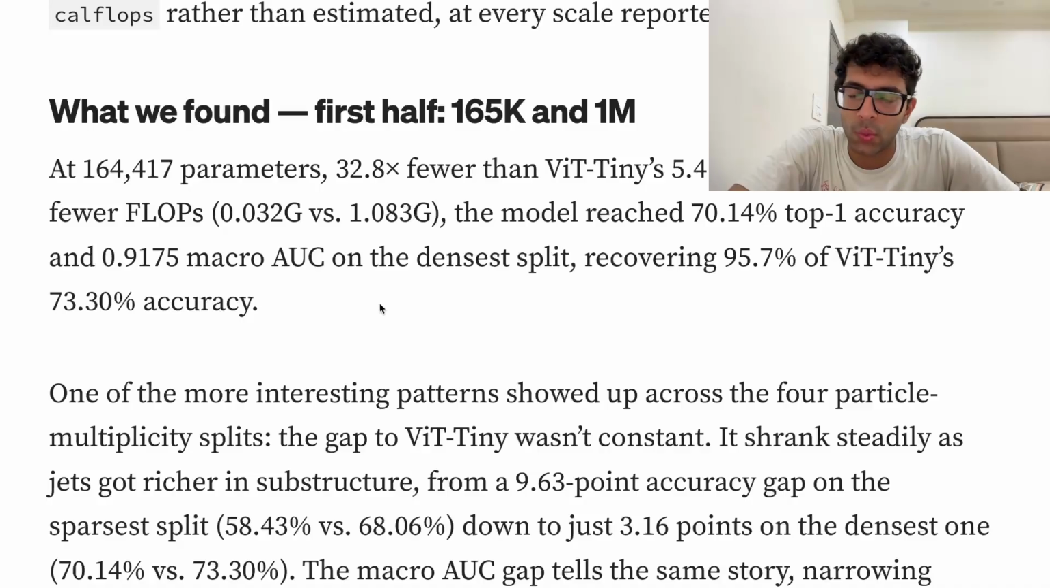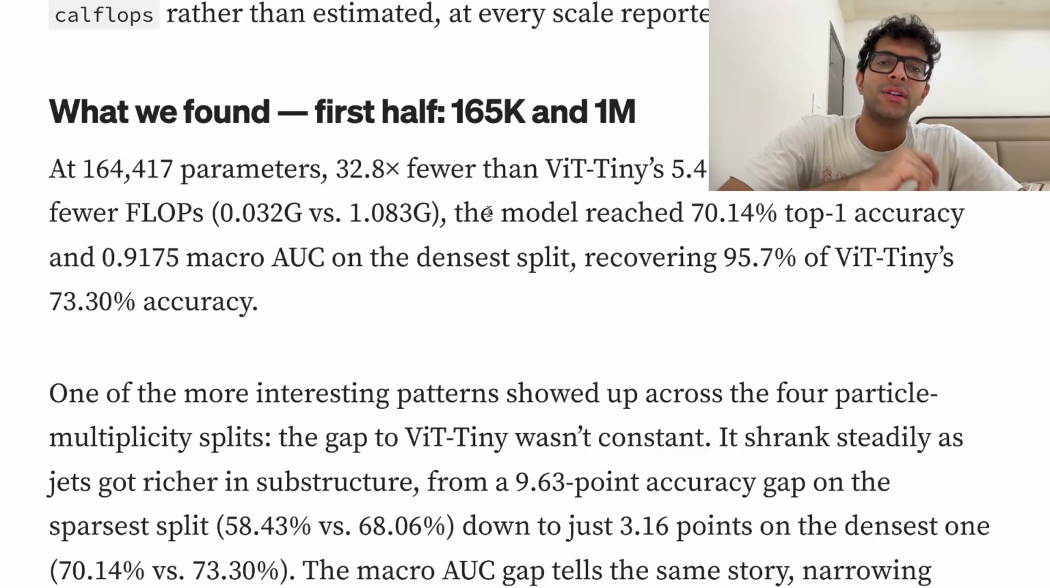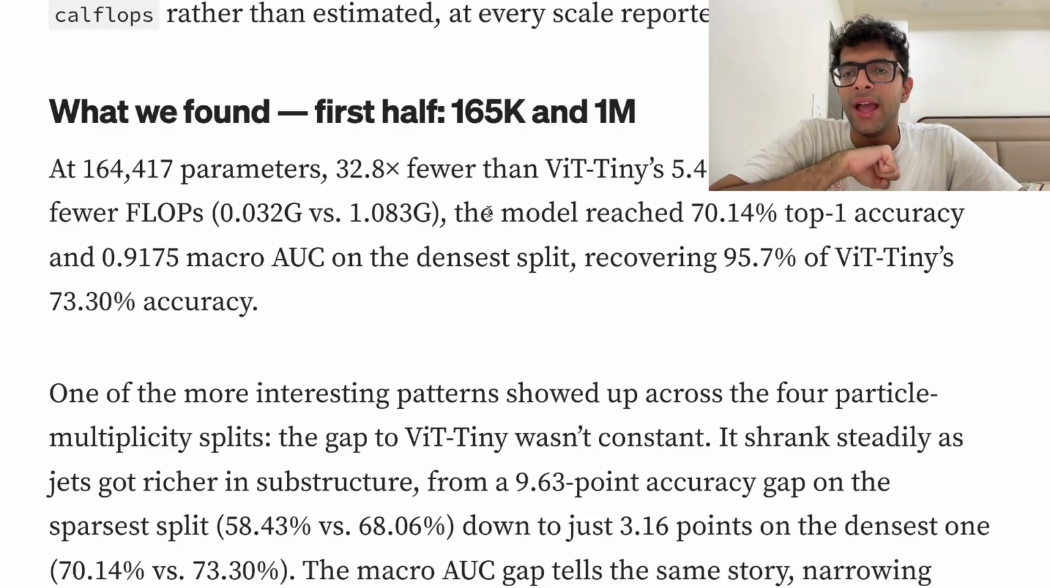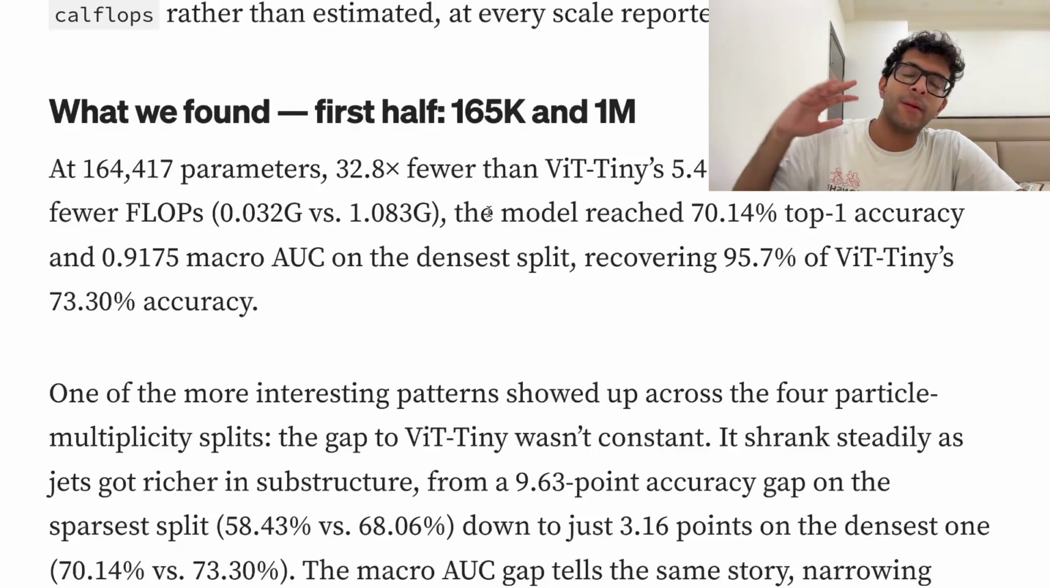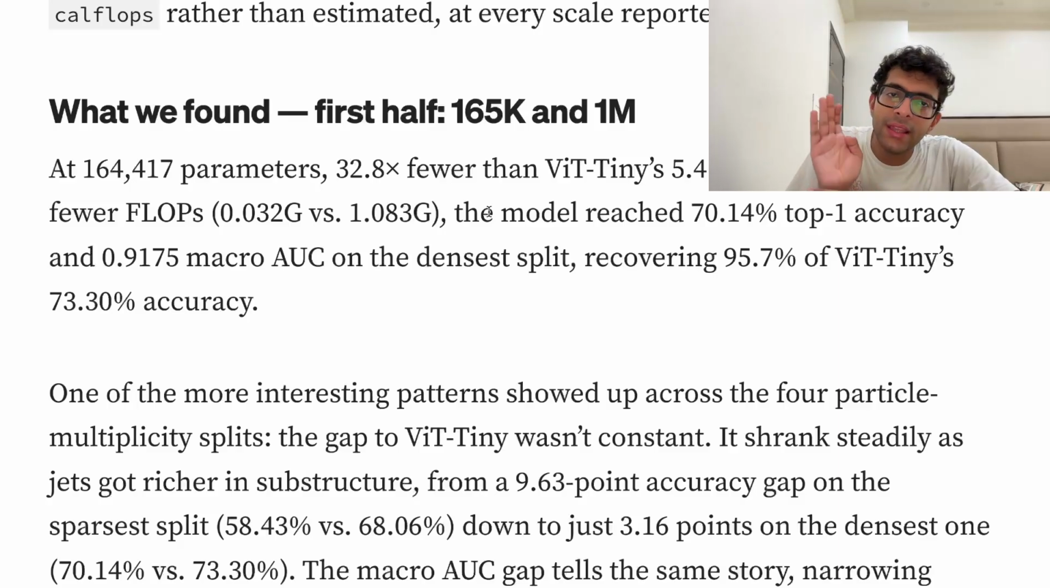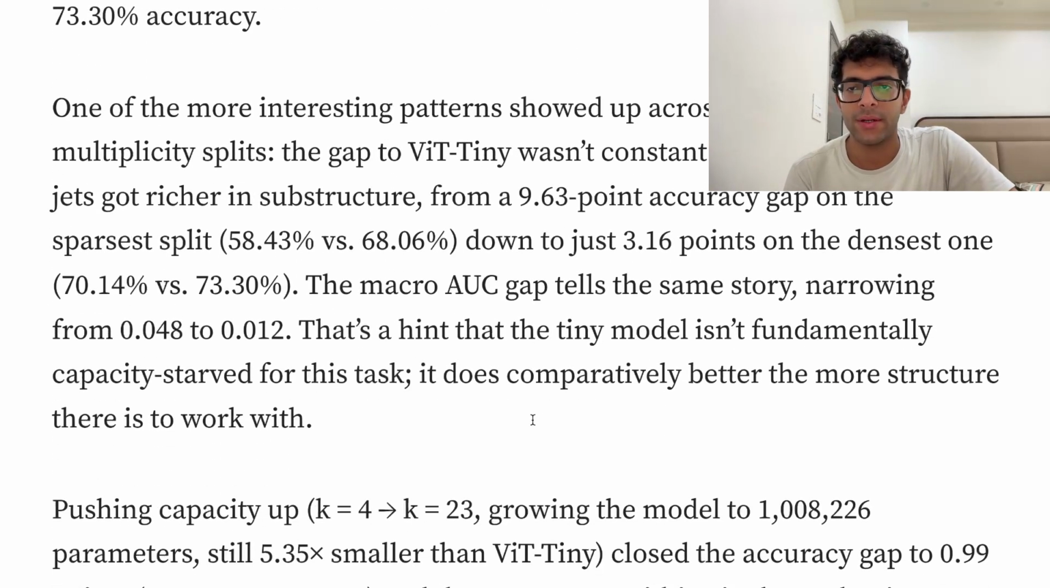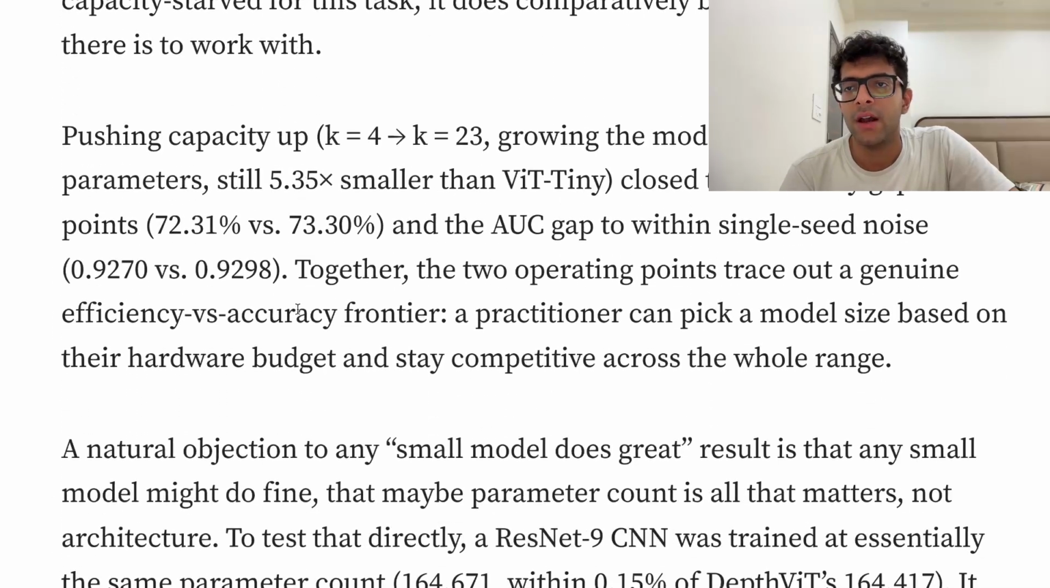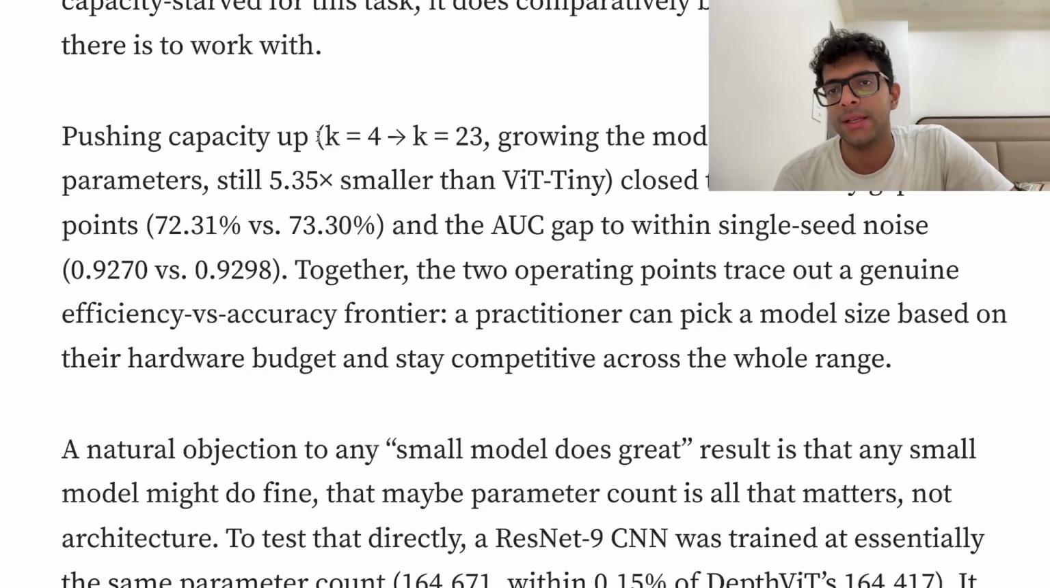So one thing we also got to know is that in this case the scaling of the top-one accuracy is pretty tough to conjure up. As you'll see, we'll keep scaling up the model and then we'll slowly surpass ViT tiny. So that was the entire point, right? Now we push up the K from 4 to 23.